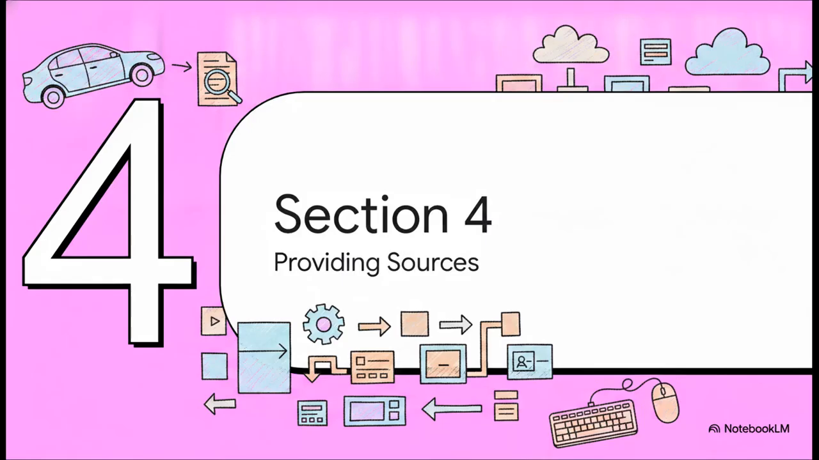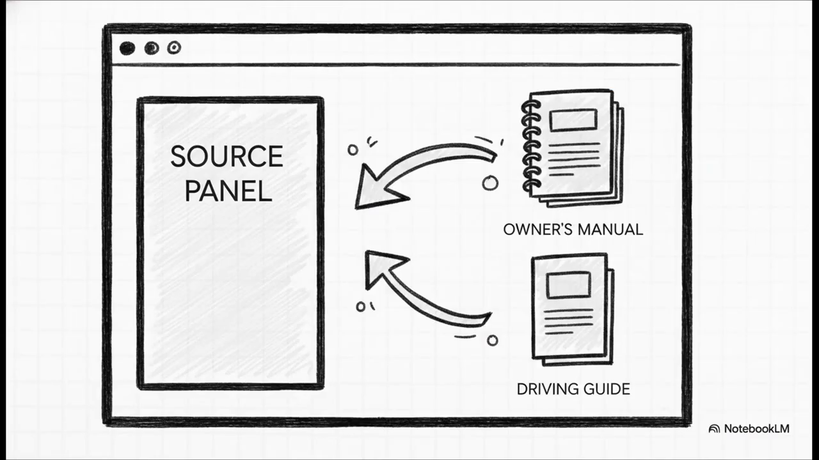Which brings us to Section 4, providing your own sources. Here's how you actually do it. You can take your car's exact owner manual or even a specific driving guide and upload it directly to the source panel, which you'll find right over on the left side of your screen. When you do this, you're basically creating a customized portal of personalized information just for your exact vehicle. It's a real game changer.